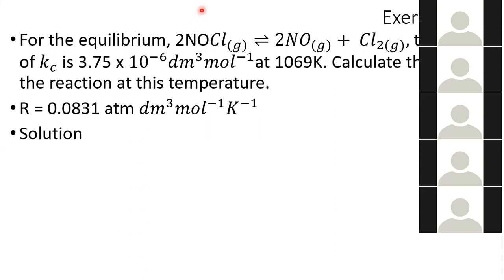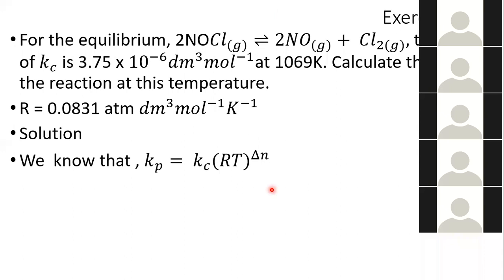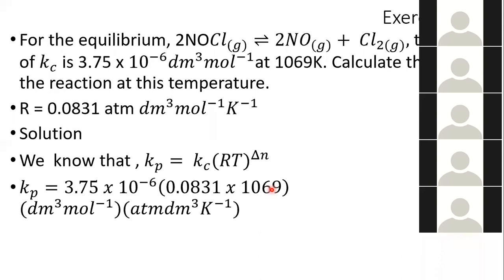Let me look at the solution together. It's not working. 3 minutes left. Okay, let's go. So we already know Kp is Kc RT to the delta n. So we first have to calculate the change in number of moles. So I think that will be 3 minus 2. So this one will give us positive 1.